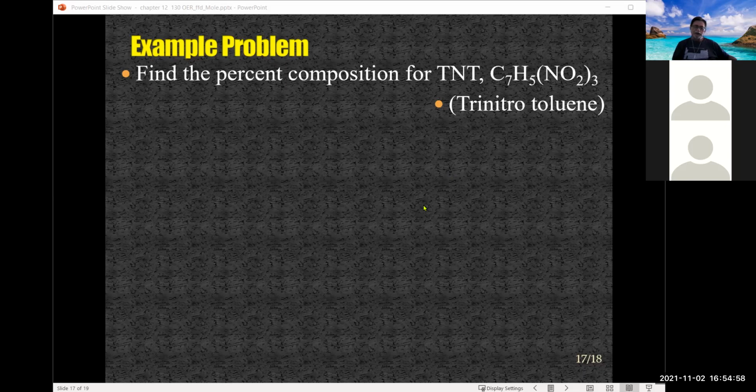I was learning. All right, here's an example for you. Find the percent composition for TNT, AKA trinitrotoluene, AKA, anybody know what that is?